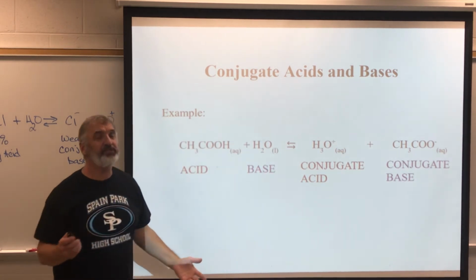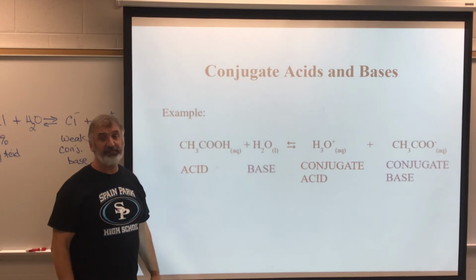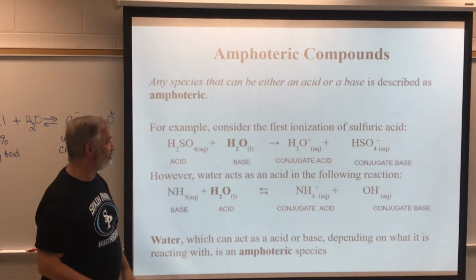Okay? And how do we know if it's strong or weak? We have 6 strong acids. We talked about that in the last part. Okay? And so we just need to know the strong acids. Any other acid is a weak acid.